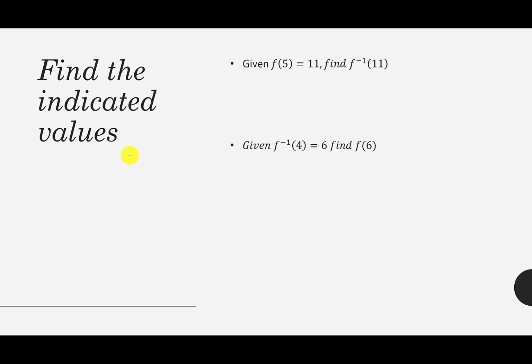So let's start by just finding a few values, then we'll build up into finding the inverse functions themselves. Let's say we were given f of 5 equals 11. Then that means f inverse of 11 should be 5. So it's forward and then backwards. Same thing, if I know f inverse of 4 equals 6, then f of 6 should be 4.